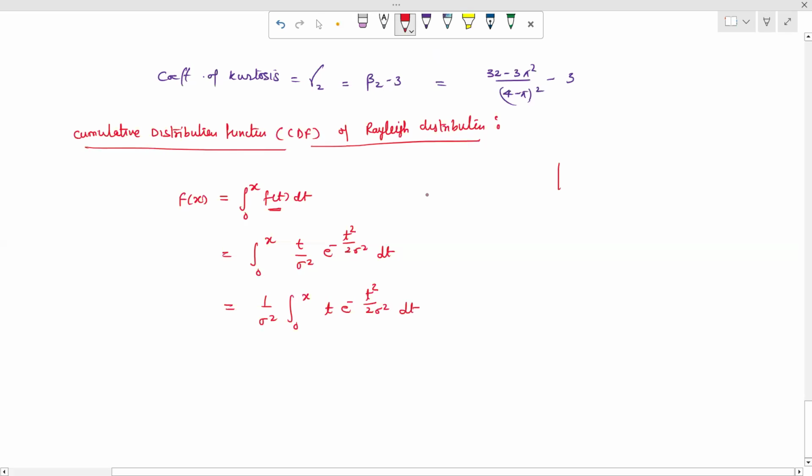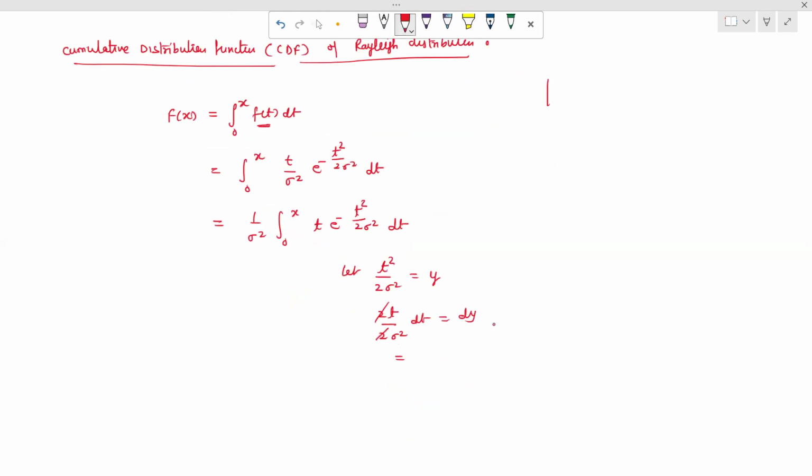So now here also we will use substitution. Let t square upon 2 sigma square be equal to y. And what is the differentiation of t square? 2t upon 2 sigma square into dt is equal to dy. So 2 and 2 cancel, and then this can be written as t upon sigma square into dt is equal to dy.